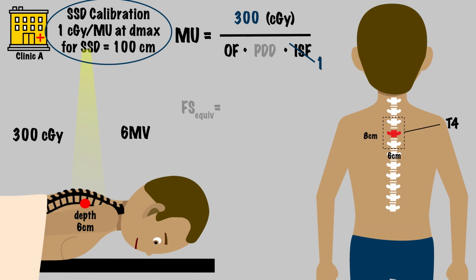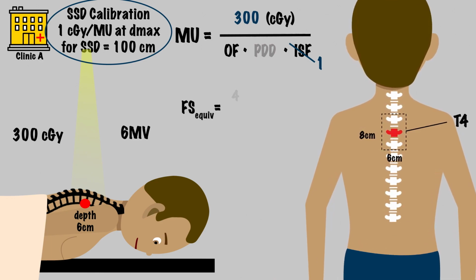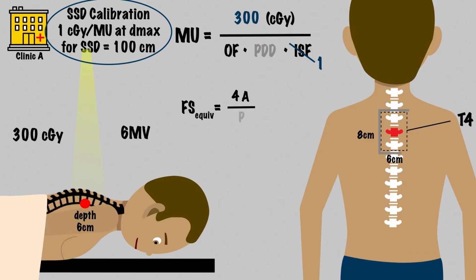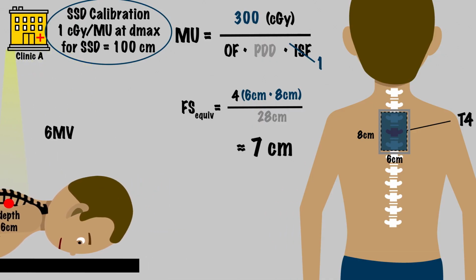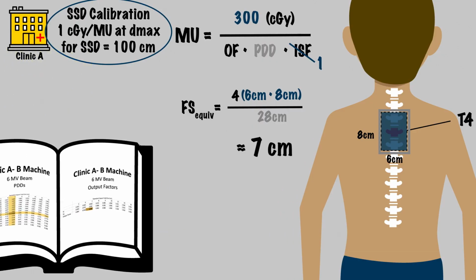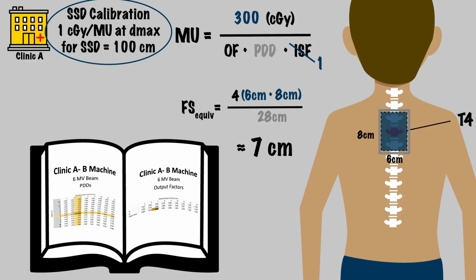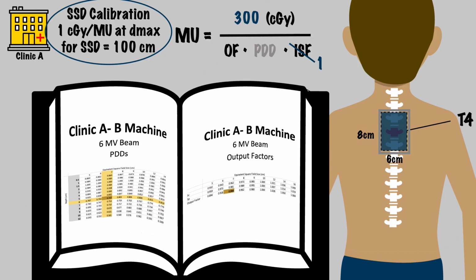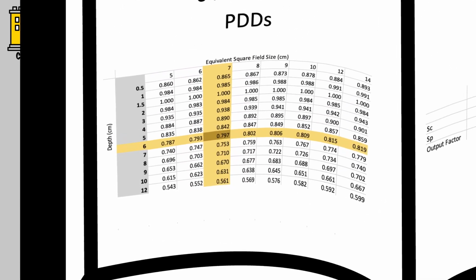size. Remember, equivalent square is equal to 4 times the area over the perimeter. In this case, we multiply the area of 6 times 8 by 4 and divide that product by the perimeter of 28, which is roughly equal to 7. Now we can look up our PDD by finding the cell corresponding to the equivalent square field size of 7 centimeters and a treatment depth of 6 centimeters. We find the PDD is 0.797.